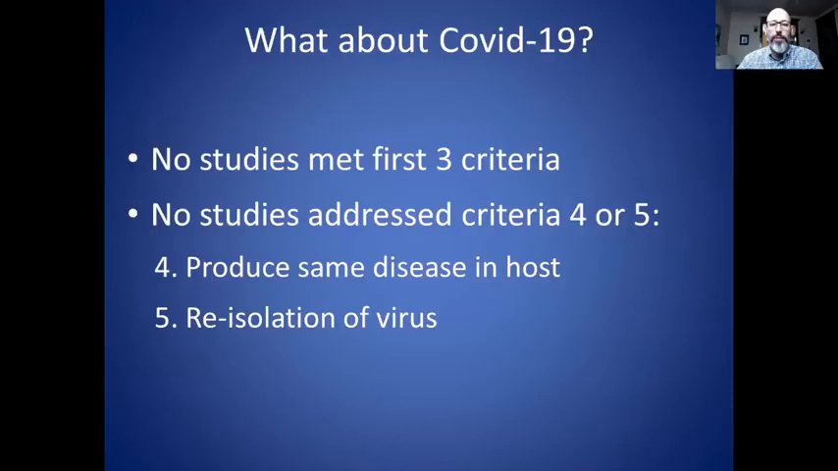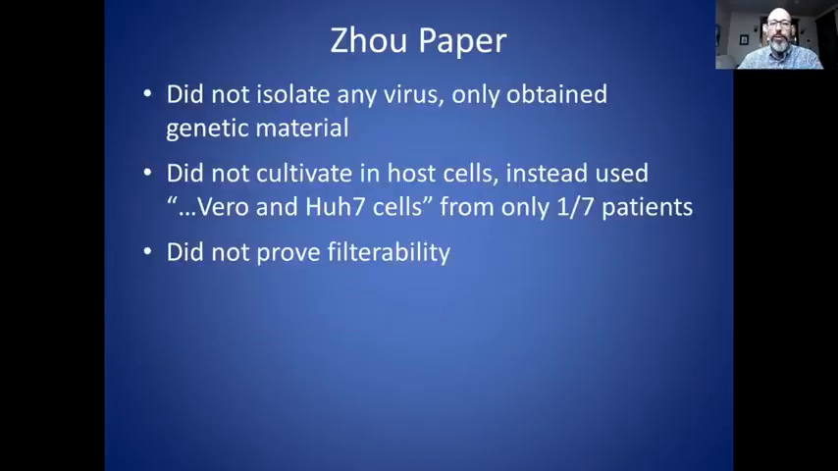criteria. No studies tried to address criterion 4 or 5, which is inoculating the isolated particle into a healthy host and causing the disease, or re-isolating it from that person. So this was just not done at all, not attempted. So if criterion 4 and 5 were never attempted, you can already, just from that, conclude that it has not been proven, to be fairly confident, even, that this is a cause of any illness. But let's look a little bit closer.